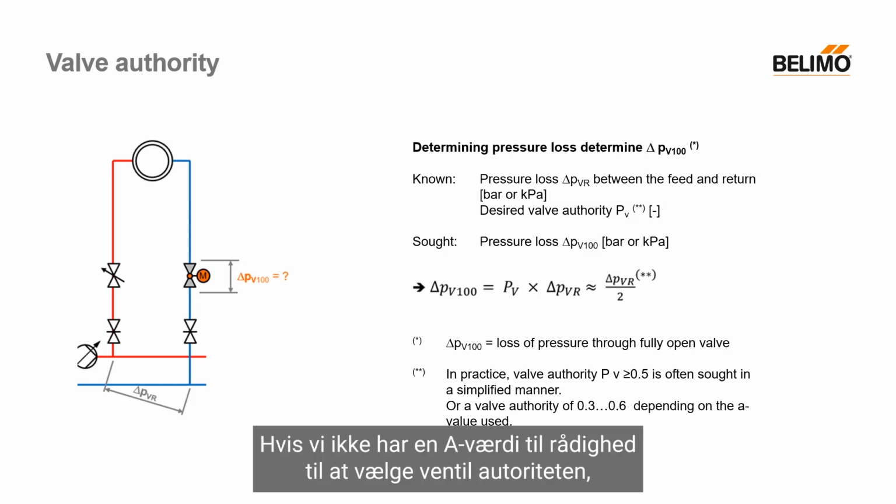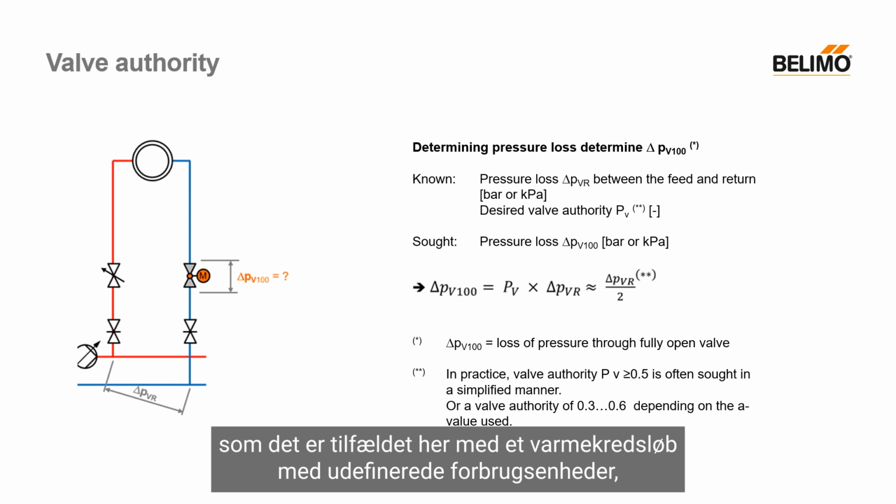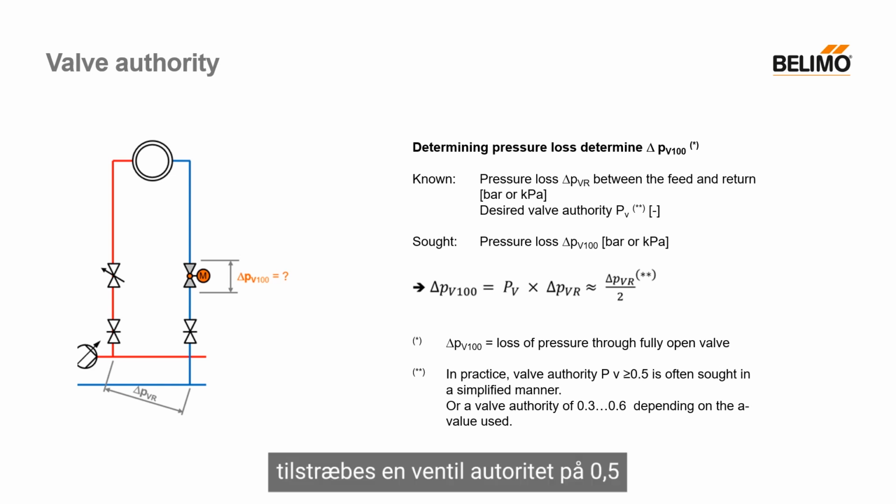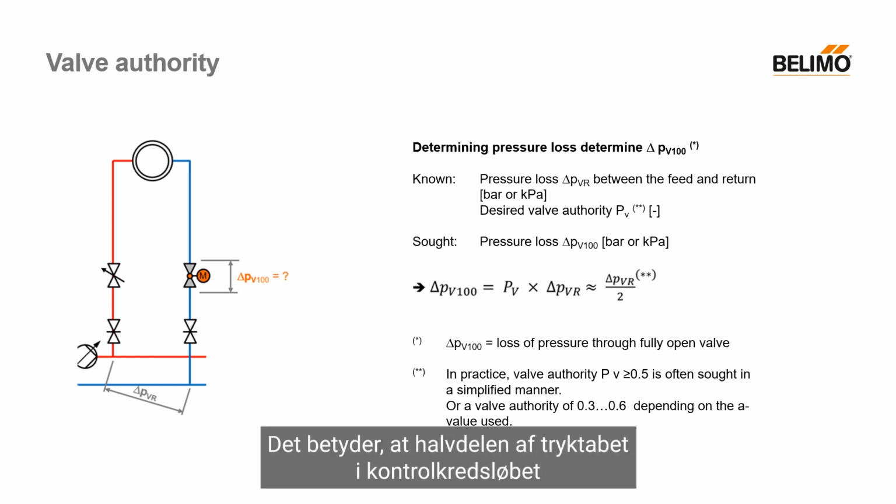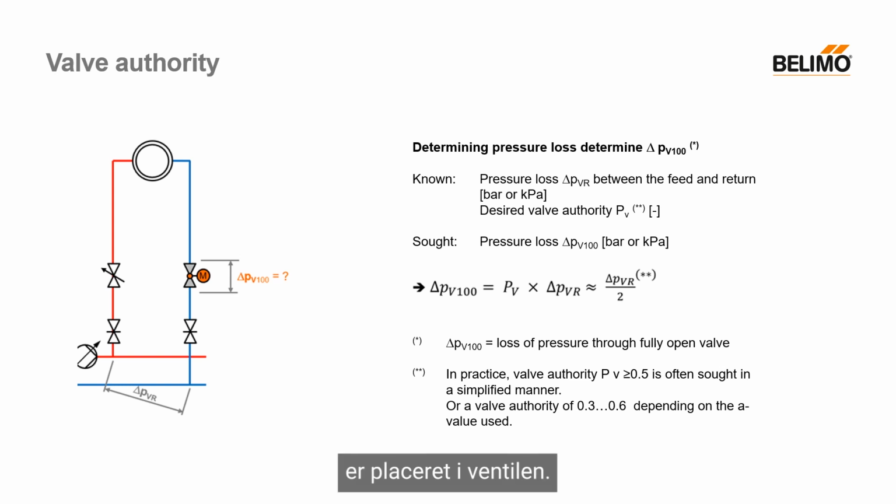If we do not have an A value available to select the valve authority, as is the case here with a heating circuit with undefined consumers, a valve authority of 0.5 is often aimed for as a simplification. This means that half of the pressure loss in the control circuit is placed in the valve.